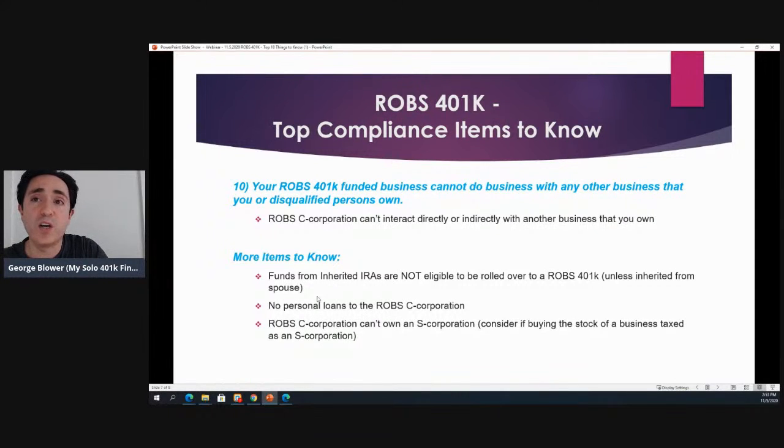Another scenario where this could come up is if you're buying a business. So typically, in our experience, our customers are buying businesses as asset purchases. But in some scenarios, they want to buy a business as a stock purchase. So if you're buying a business as a stock purchase, you want to be cognizant of whether or not that business is an S corporation, because again, a C corporation cannot own an S corporation. So it can't buy the stock of an S corporation and now own that S corporation.